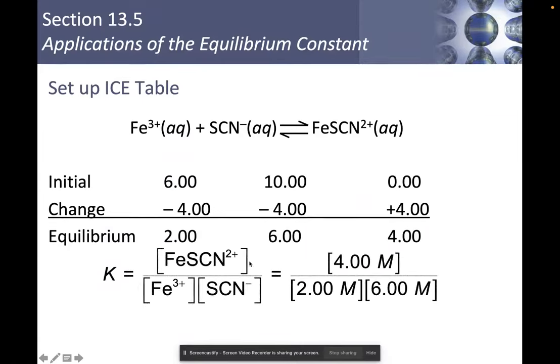And so now I can plug that into my equilibrium expression. So thankfully, these are all ones, right? In the sense that I don't have anything squared or cubed, but they could be. And so I just plug that in. So 4 divided by 2 times 6, and I get 0.333. Okay, it got cut off, but it's 0.333. So I now know what K is.